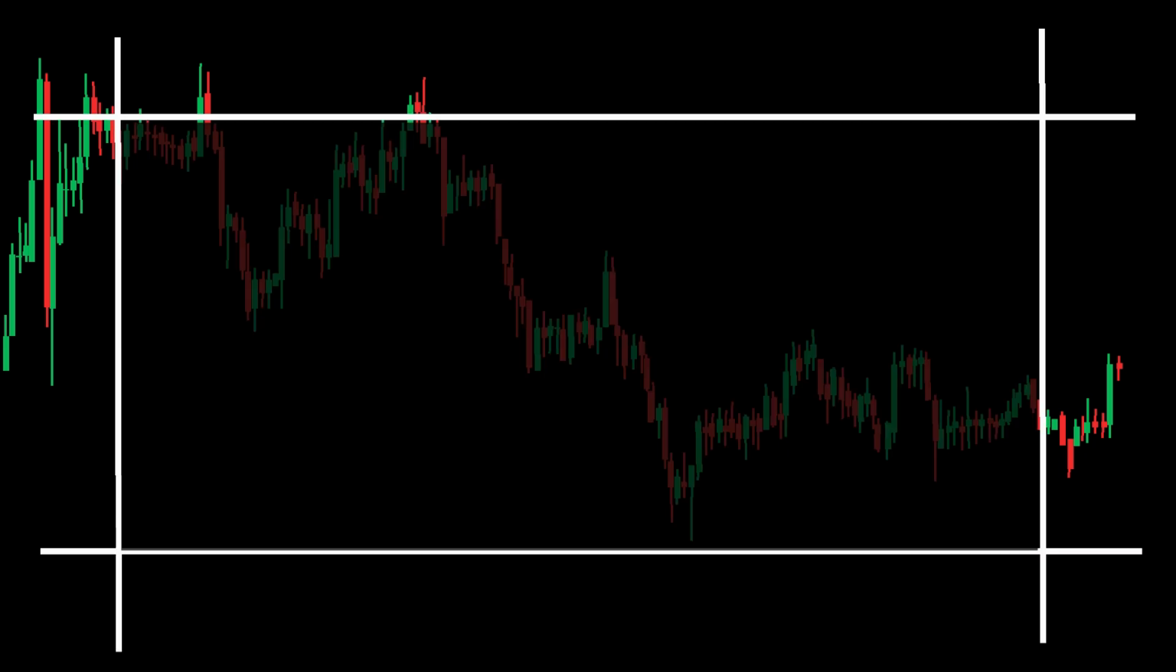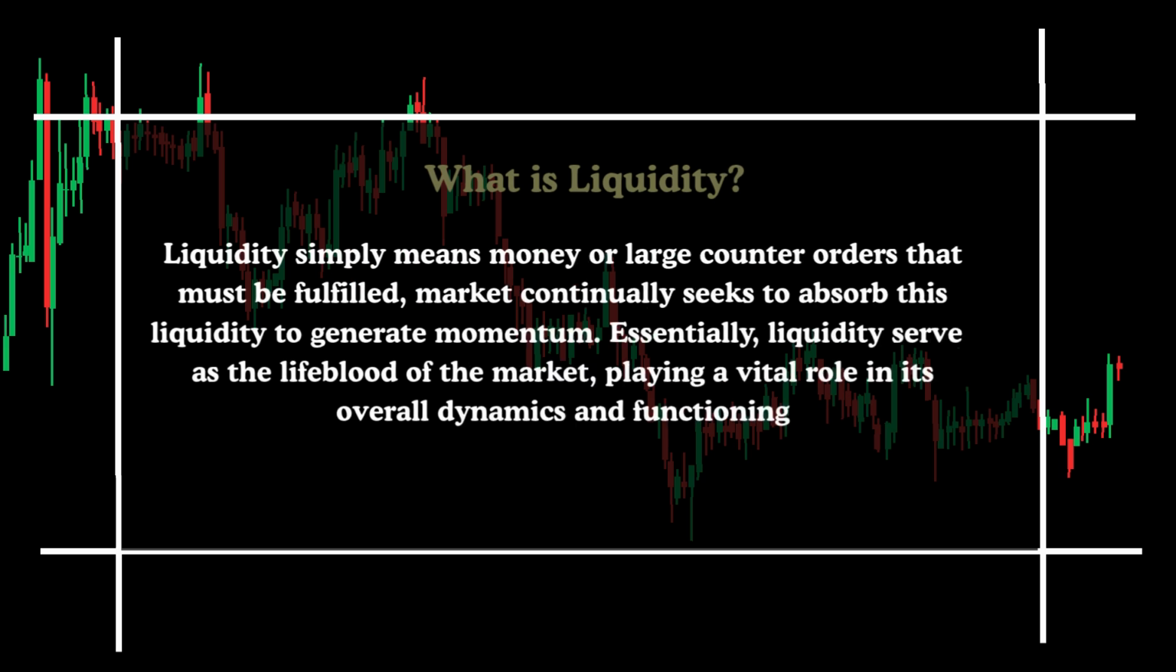So what is the definition of liquidity? Liquidity simply means money or large counter orders that must be fulfilled. The market continually seeks to absorb this liquidity to generate momentum. Essentially, liquidity serves as the lifeblood of the market, playing a vital role in its overall dynamics and functioning.